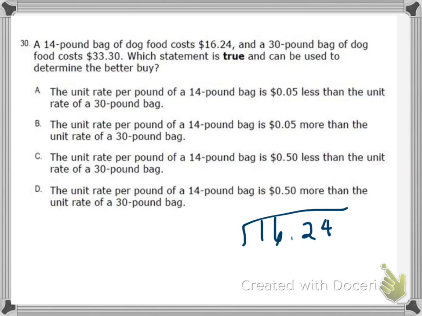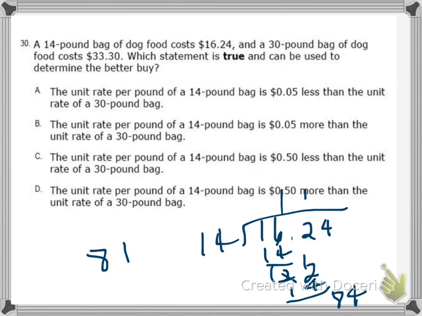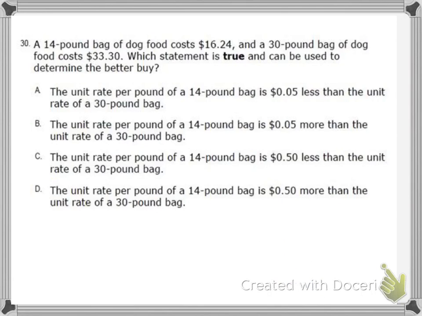16.24 divided by 14. 1, 14, 2, 2, 1, 14, 8, 84. What am I doing? 84. 14 is at 6. Yeah, 6. So $1.16 is the unit rate for the first bag of dog food. And again, I don't think you're going to have a calculator for this test, so you need to be able to think on your feet computationally. So $1.16 for that one.